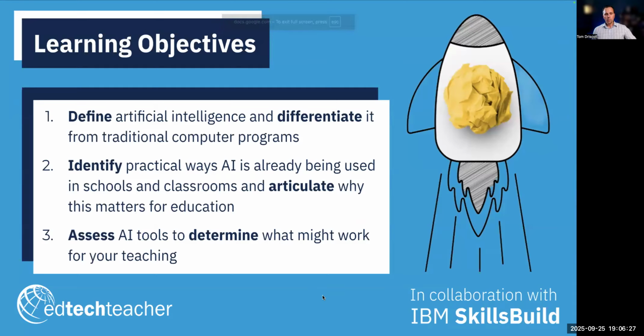All right, so in a little bit more detail, some of our learning objectives. The first is we're going to define artificial intelligence and differentiate it from traditional computer programs. Second, we're going to identify practical ways that AI is already being used in schools and classrooms and articulate why this matters for education. Then we're going to assess AI tools to determine what might work for your teaching practice.